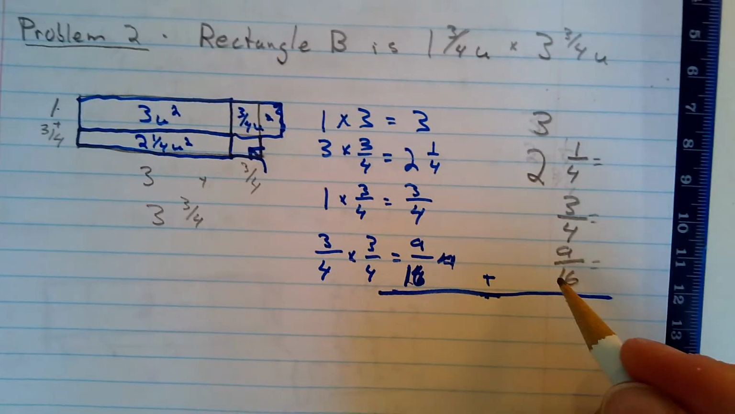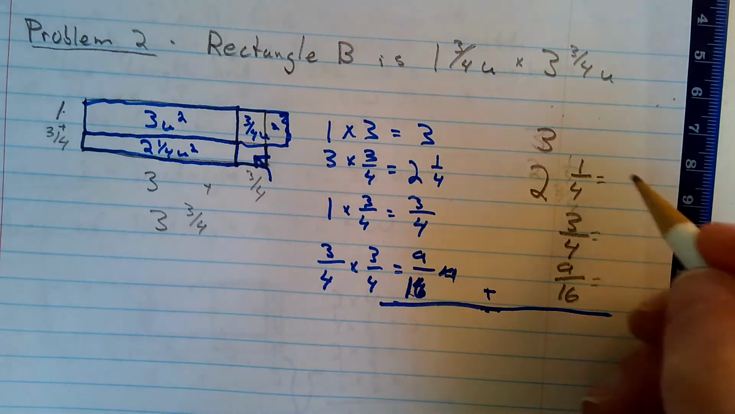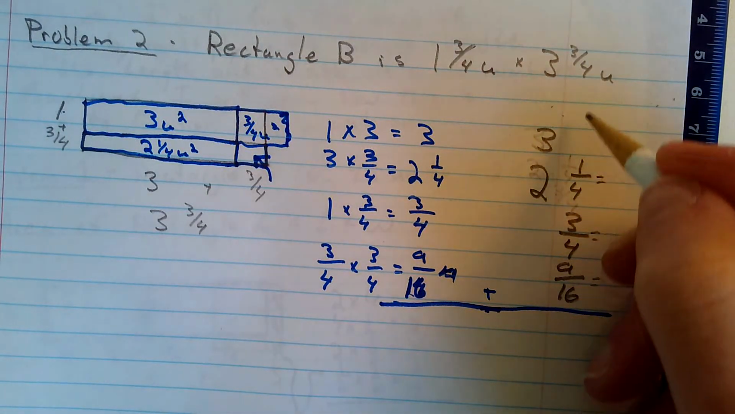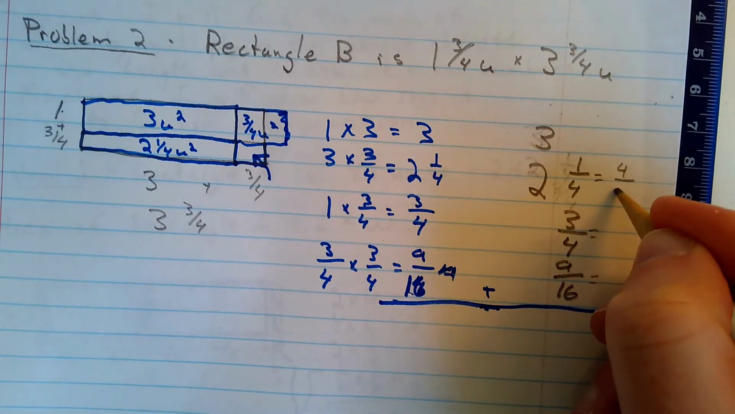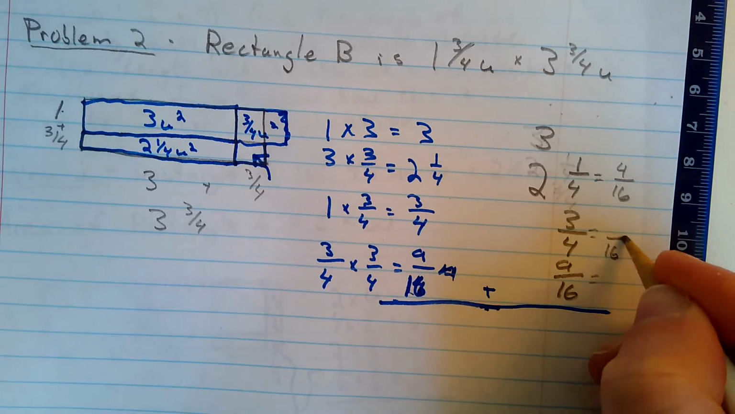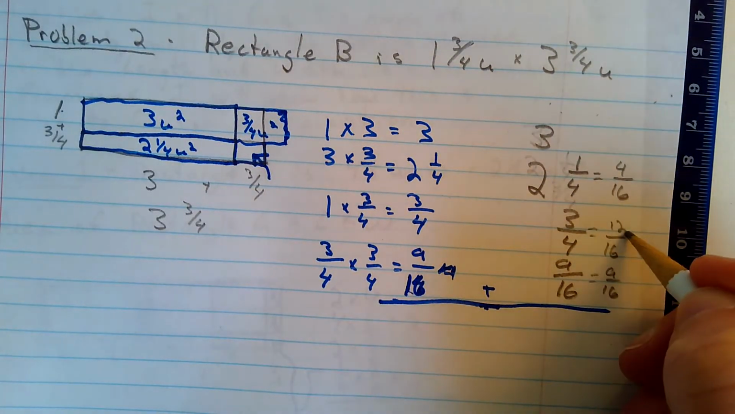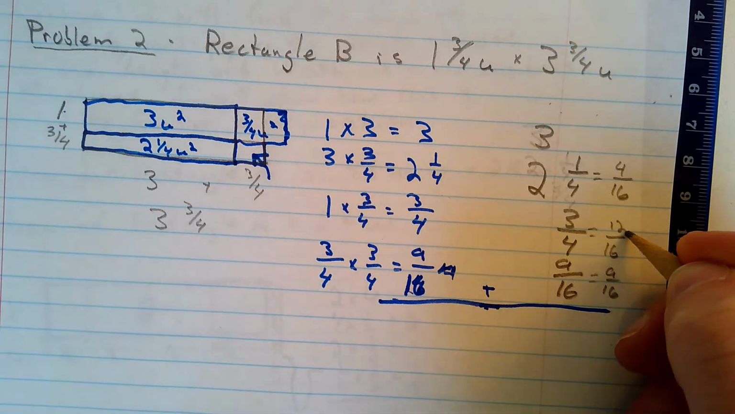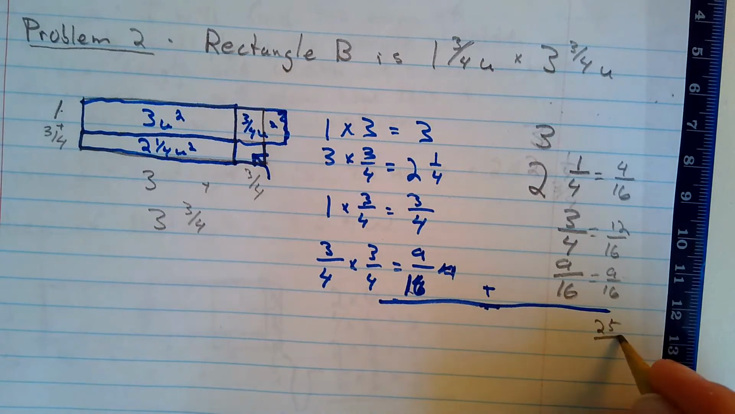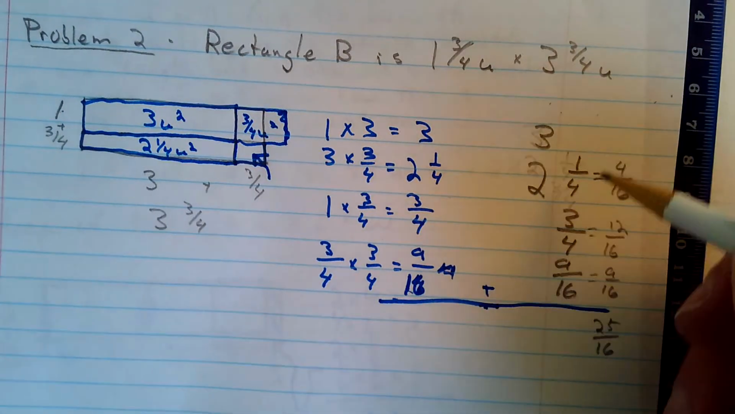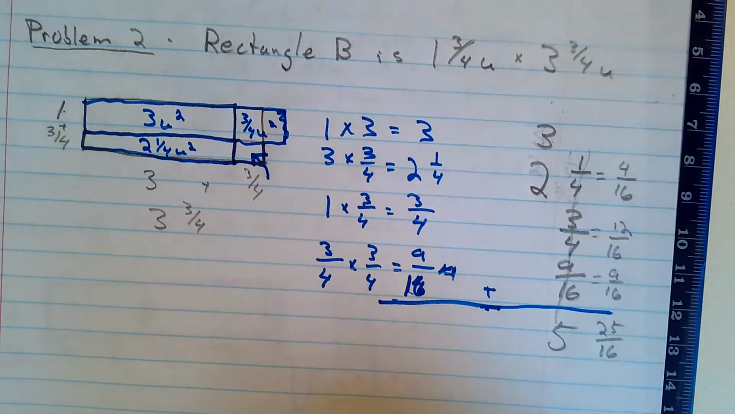I'm going to need to make some equivalent fractions. So let's see, let's do 16ths. I'm going to add up just the fraction part first. So this is 4/16 and 12/16 and 9/16. So 4 and 12 is 16/16. 25/16. And then, so that covers that. And 3 and 2 is 5. So that's 5 and 25/16.